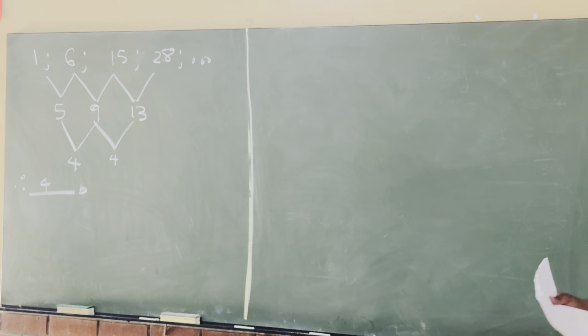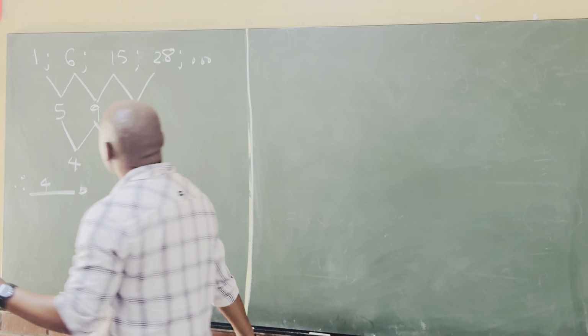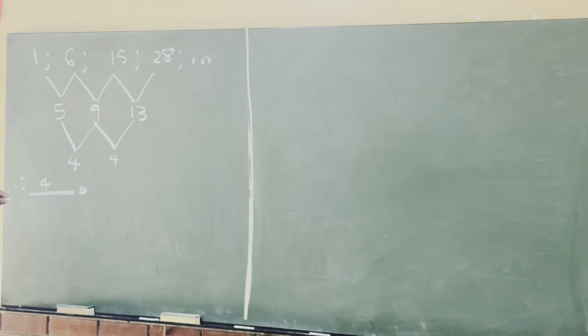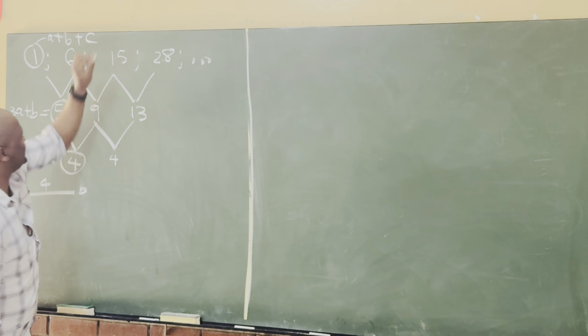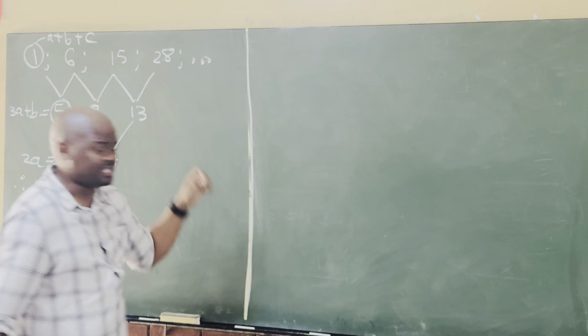Then they say determine the nth term. So for the nth term, remember that we have our equations. We know the second constant difference is equal to 2a. The first term of the first difference is equal to 3a plus b. Then the first term is going to be a plus b plus c. So we are solving those equations again.